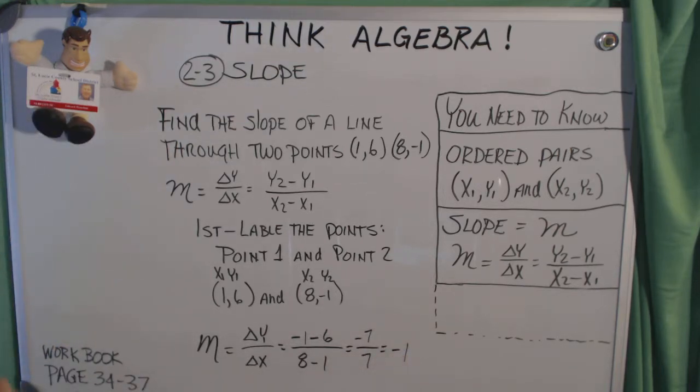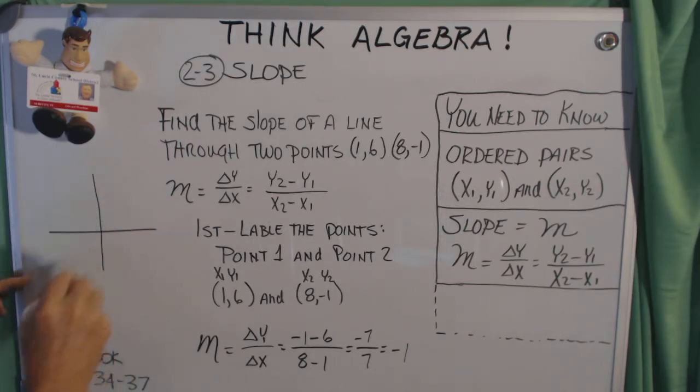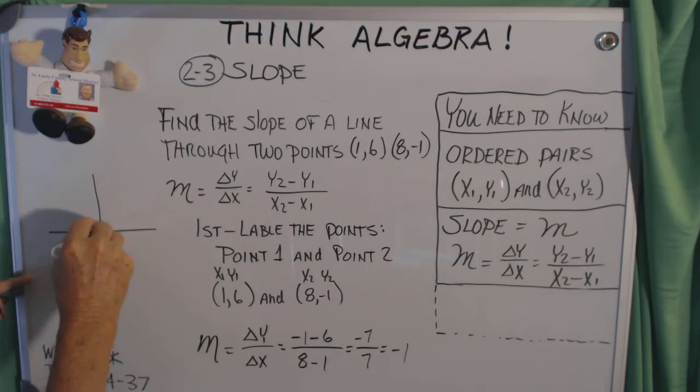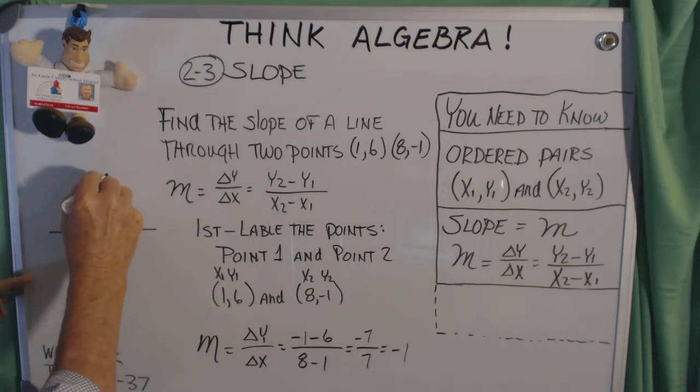So I know the slope goes from left to right and is declining, so if I plot my little cartoon just to make sure, I can see if I plot the first point, 1, 6, I'm going to go over 1 and then up 6, 4, 5, 6, and plot that.